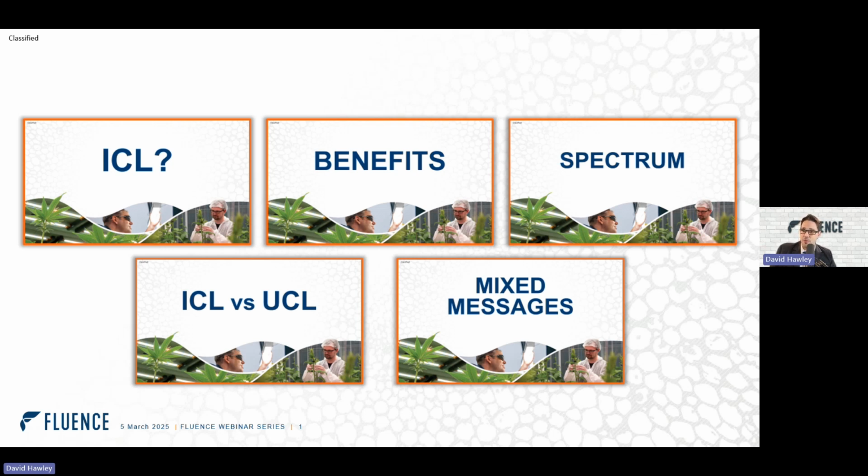And then we're going to talk about what the right spectrum may or may not be. And we're going to talk about the pros and cons of intercanopy versus undercanopy light right here. And then finally, the category that I think is kind of the most fun to talk about is why there seem to be such mixed messages in the market about whether or not ICL or UCL really add any value to your crop. So without further ado, let's just dive right in.